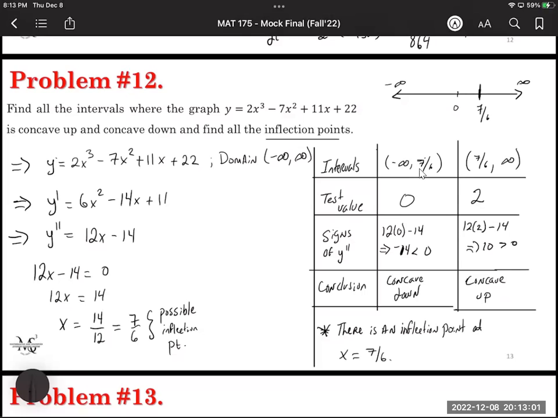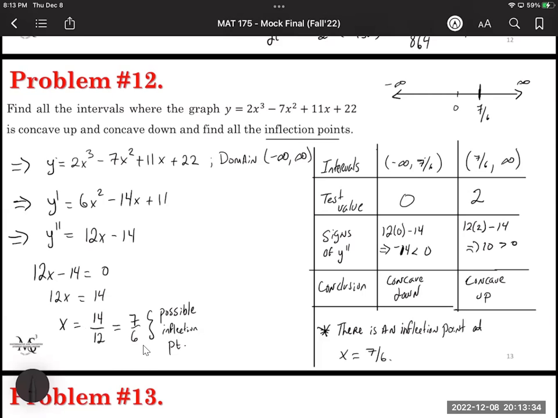It says find all inflection points. Will we lose points if we only find that main one? No, that was the only one. If you think about it, look at your second derivative, the equation 12x minus 14. That's what type of equation, Carlos? That's a polynomial. More specifically, what type of polynomial? Degree 1, it's linear. So that means there's only one solution.